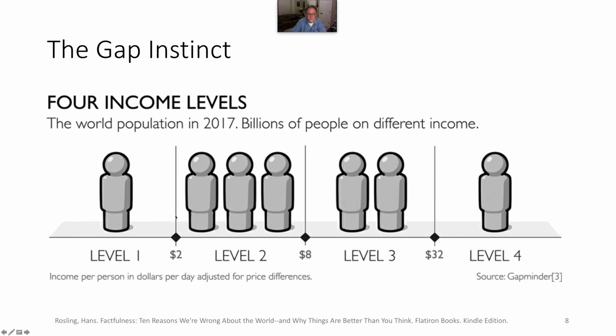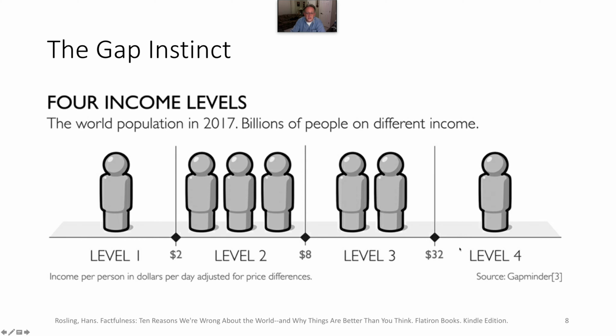It's 1/7. Then there's a level between $2 and $8 a day, and that equates basically to between $730 a year at $2 a day to upwards of about $3,000 a year in income. And there's about 3 billion people at this level. And then between about $3,000 a year and $12,000 a year, there's about another 2 billion people at this level. And then, of course, above $12,000 a year, which is actually a little bit lower than our minimum wage, working 40 hours a week all year long, is level 4, where a lot of us in the United States reside.